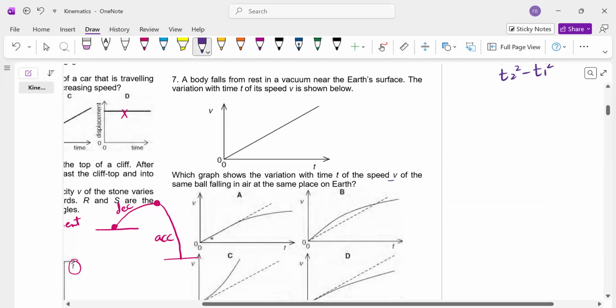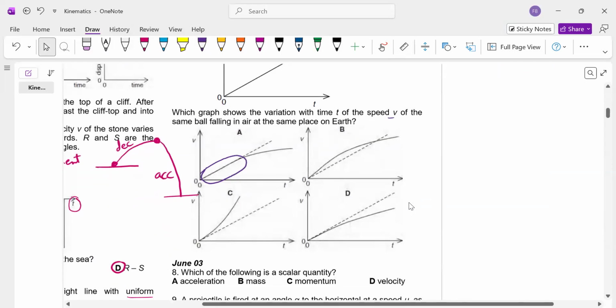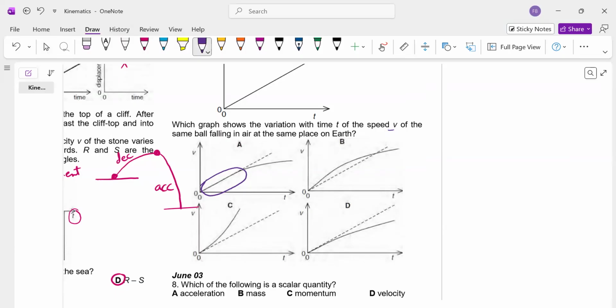You don't have this constant value. How can this be? This is showing uniformity. It's not the case. It can't be C. Yeah, it can't be C. These two are eliminated. It can be B or it can be D.